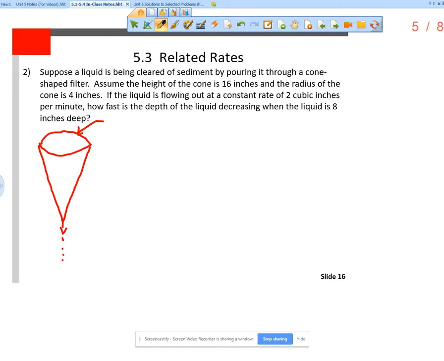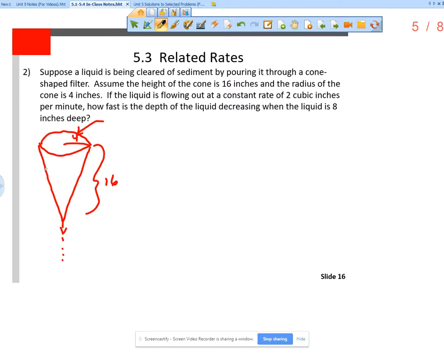Now, you are told what? The cone is not changing its size, so that is important to note. The radius of the cone is 4 inches and the height of the cone is 16 inches. Those are not changing, so I do not give them a variable. But what is changing?